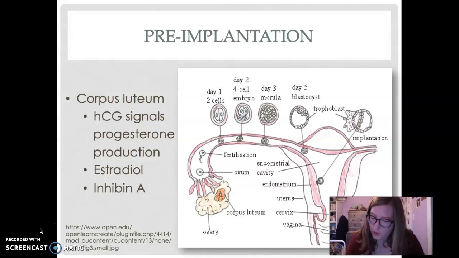Additionally, the corpus luteum secretes the hormones called estradiol and inhibin A, hormones that contribute to development of milk-secreting ducts and provide negative feedback control of follicle-stimulating hormone, or FSH, secretion from the anterior pituitary gland, respectively.